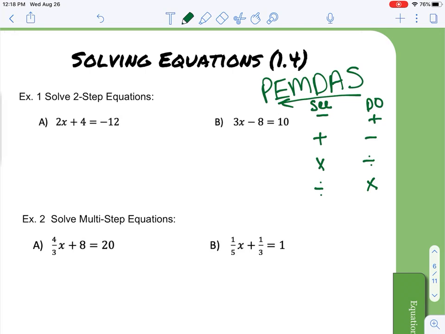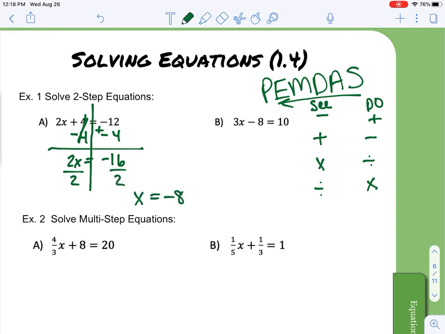So I see addition on part A. So I'm going to go ahead and subtract on both sides. We want to keep it balanced. What I do to one side, I do to the other. Negative 12 plus a negative 4 is negative 16. Go ahead and divide, and we got x equals negative 8.